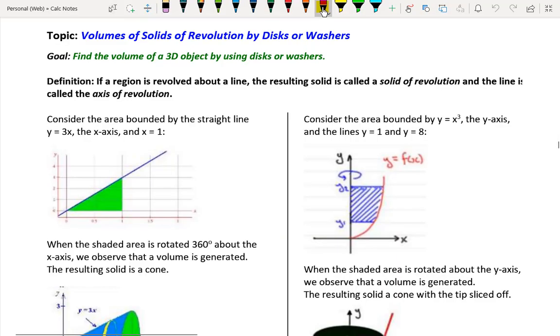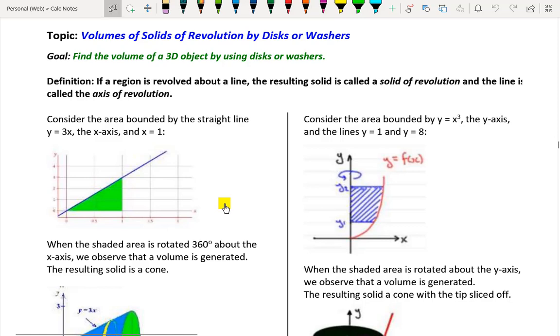All right, today we're going to be talking about volumes of solids of revolution by disks or washers. We'll talk about what the disk or washer means, but basically what we're doing is taking a function and rotating it either around the x-axis or possibly the y-axis or maybe even another function somewhere. Okay, so maybe a vertical line or a horizontal line.